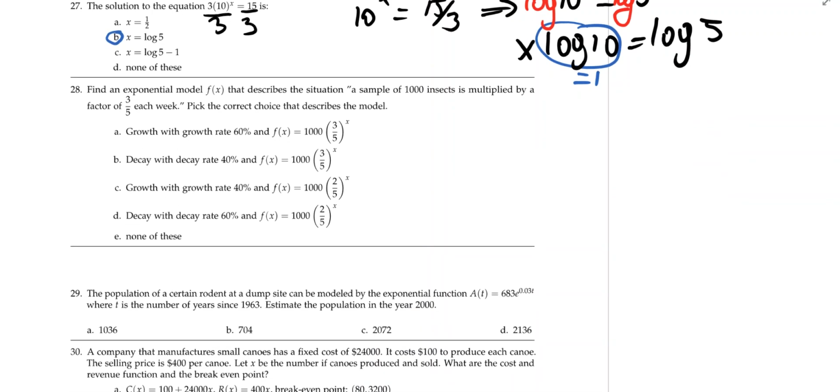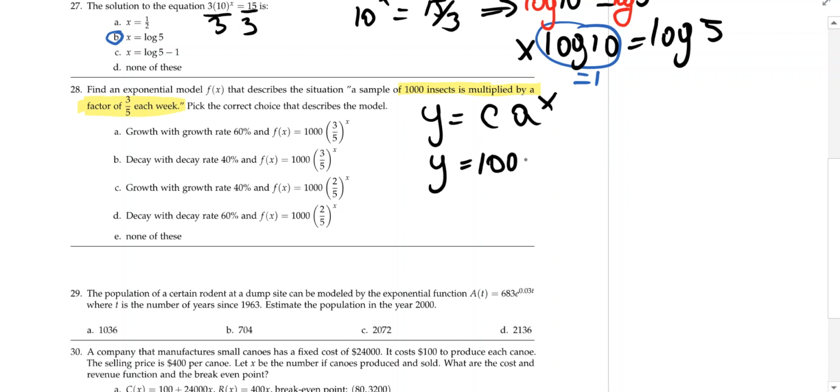Alright, next, find the exponential model f of x that describes the situation. A sample of 1,000 insects is multiplied by a factor of 3/5 each week. So basically, the model is y equals c times a to the x, where c is the initial population of 1,000, and the factor is 3/5, so a is 3/5.